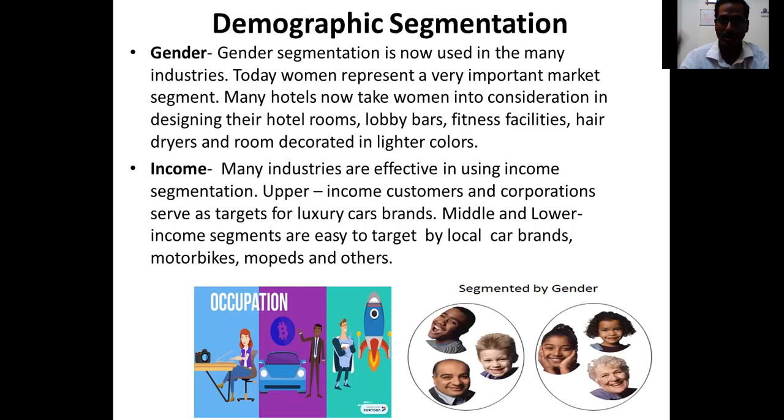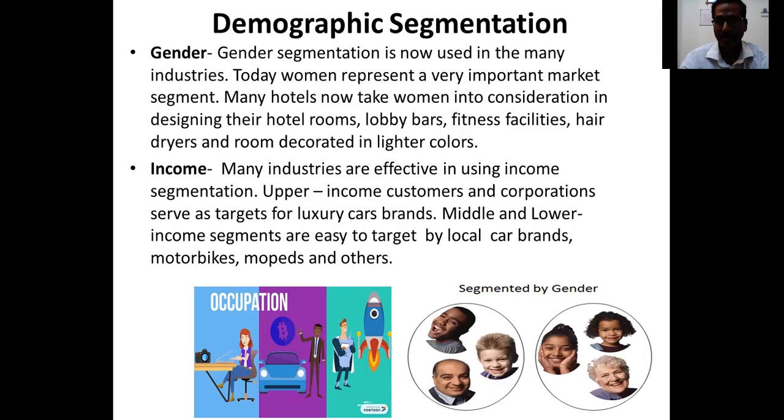Many hotels also include lobby bars, fitness facilities, and offer hair dryers in the bathroom. All these things are to attract the women segment. And the next one is income.